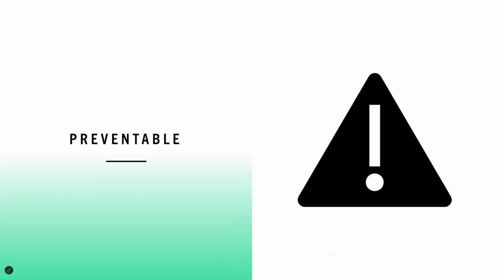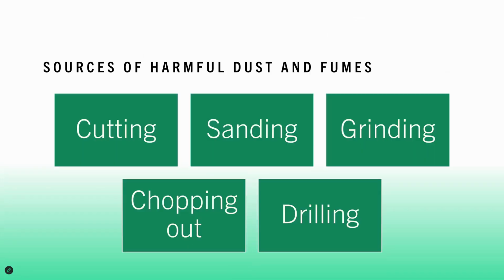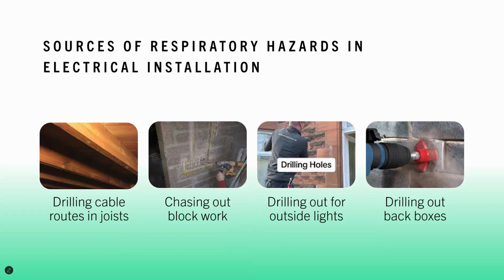Silicosis is preventable and starts with understanding potential sources of exposure. Sources of potential exposure to inhaling silica dust are activities such as cutting, sanding, grinding, chopping out, and drilling. These techniques are used frequently during electrical installations when drilling cable routes in joists, chasing out blockwork, drilling out for outside lights, and drilling out for back boxes. And frequent exposure can lead to irreversible respiratory diseases.